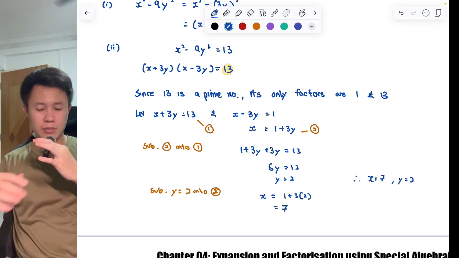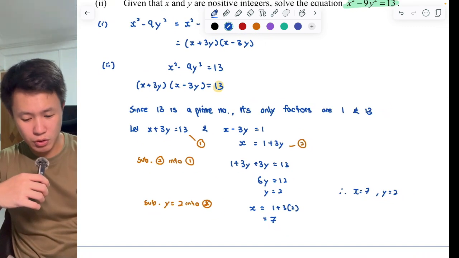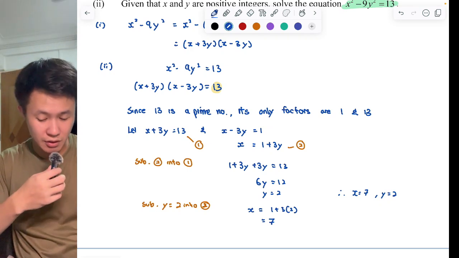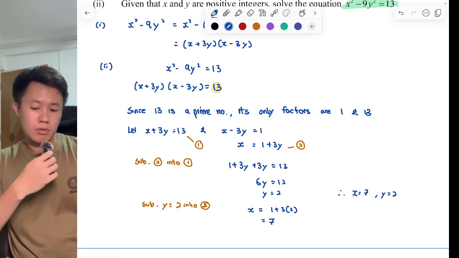These examples really show you how we can use factorization to help us with a lot of things over here. Okay, so do revisit this if you need.